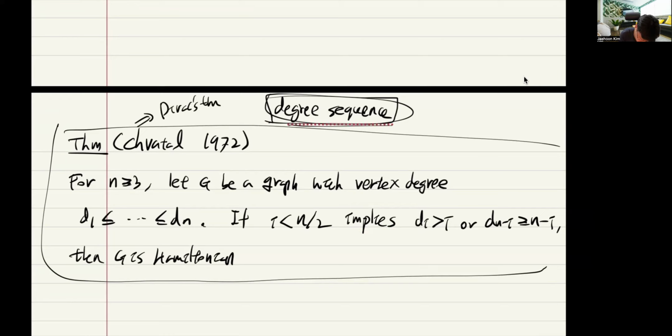Why? What does Dirac's theorem say? Dirac's theorem says that the first one is at least n over 2. That means the first half of them, so all the numbers here, are at least n over 2. So for all i, this first condition always holds. So this is Hamiltonian. But Chvátal's theorem says that even if some numbers are below n over 2, if there are some later numbers which are bigger than necessary, then we can still guarantee a Hamilton cycle.